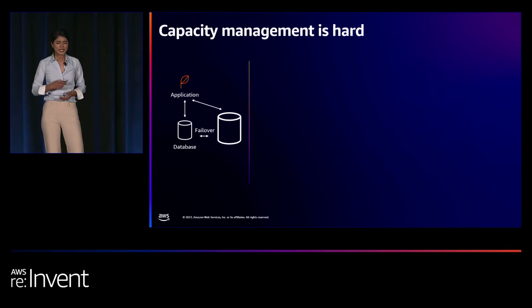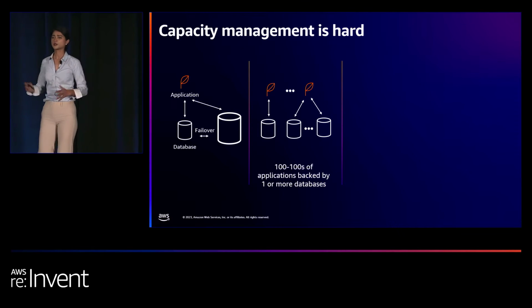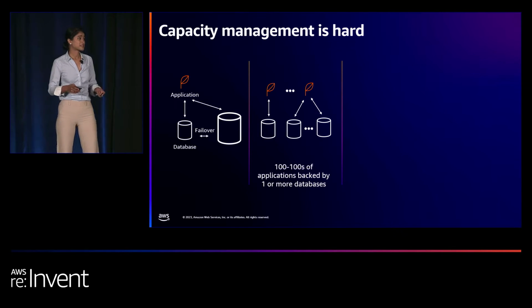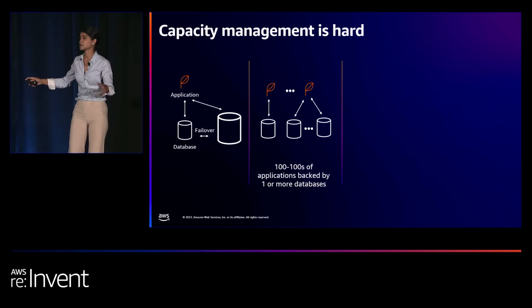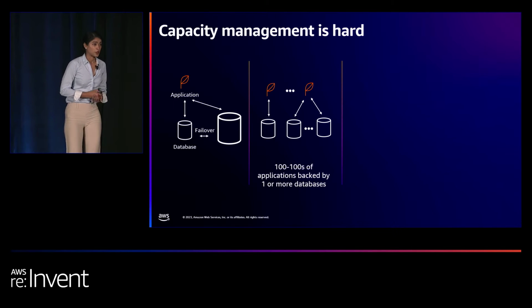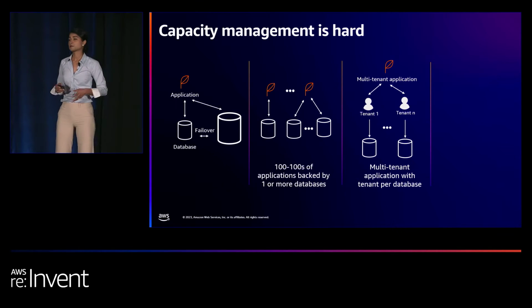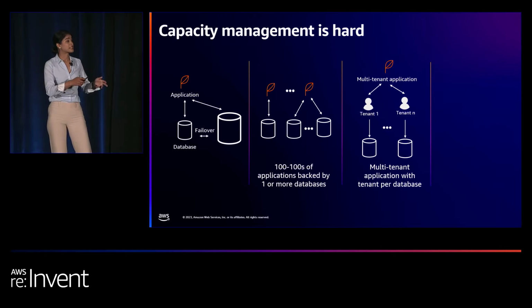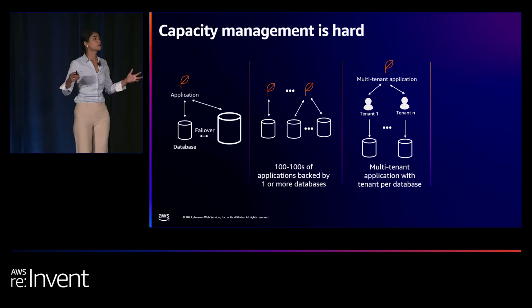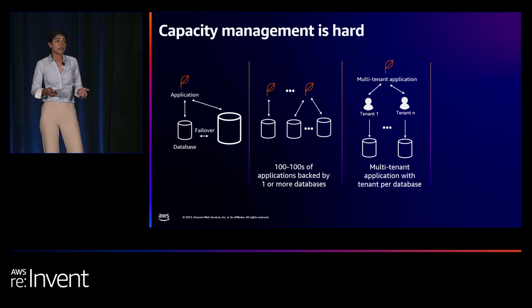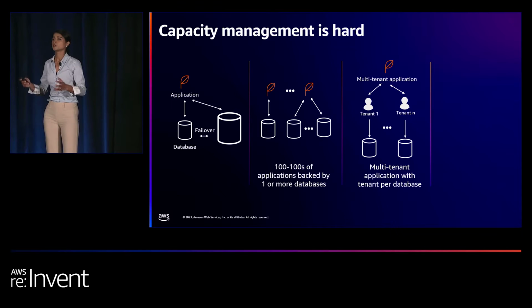Now, let's say your organization has hundreds and thousands of applications, each of which could be backed by a single database or multiple databases. Now, for managing capacity, instead of worrying about one database, you have those hundreds and thousands of databases that you have to worry about. What if you are an ISV or you are running multi-tenant applications? You could be following a tenant per database model for complete isolation, or you could be grouping your tenants together to get better utilization. Now, it is typical for ISVs to have hundreds of thousands of customers. So again, all of a sudden, you have to worry about all of these databases.